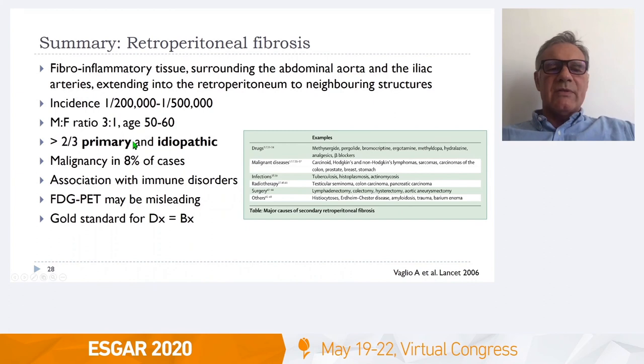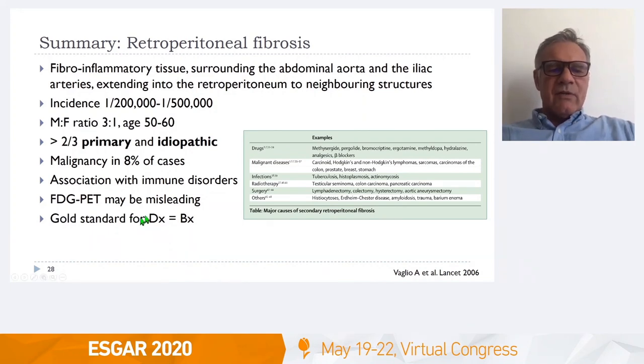Two-thirds to three-quarters are primary and idiopathic. You see that malignancy is found only in 8% of cases. There is frequently association with immune disorders, but not necessarily with IgG4. Be careful, FDG PET is not always a problem solver. All that glitters is not gold, so don't forget this.